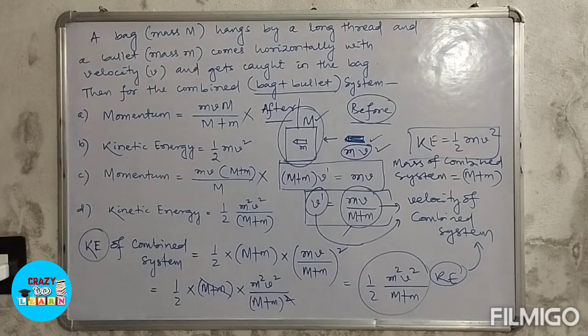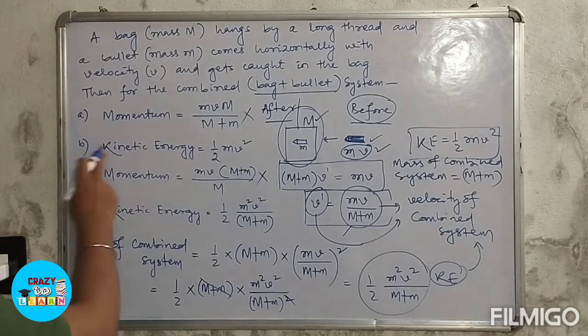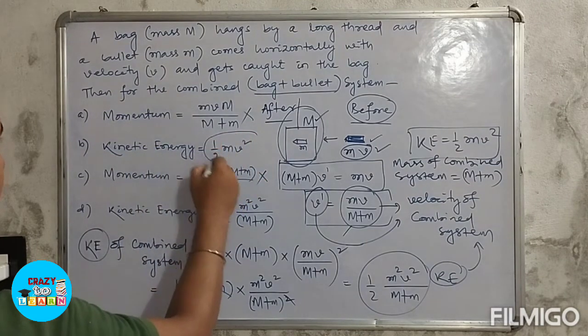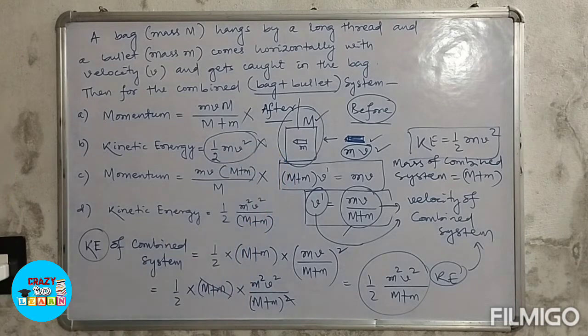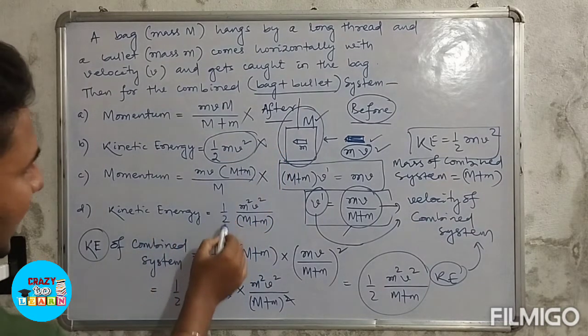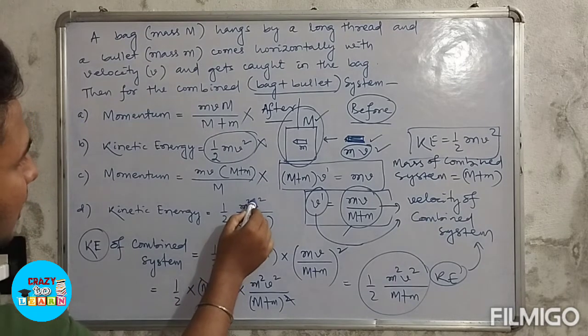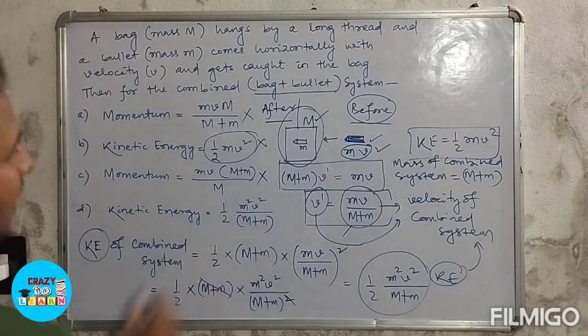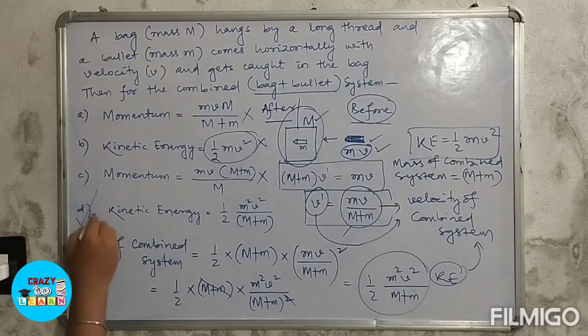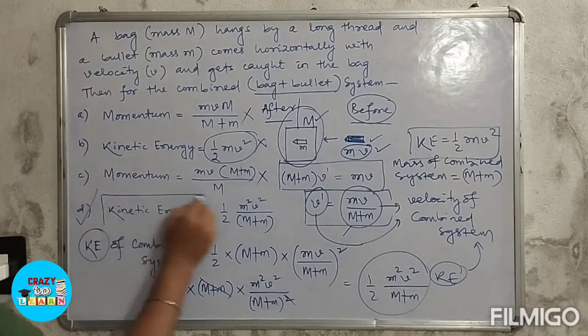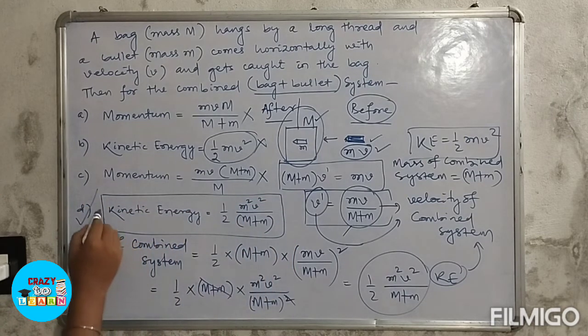Here it is written kinetic energy of the combined system is half mv square. So this is your wrong answer. So which one is the correct answer? What we are getting? The kinetic energy is half small m square small v square divided by capital M plus small m only. So option D, the kinetic energy value, is your correct one. Okay, so option D is your correct option. Are you all clear?